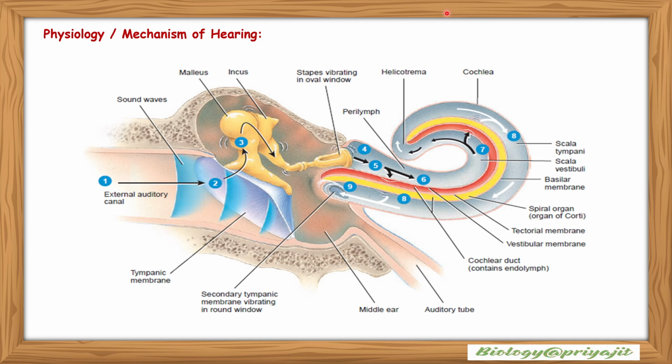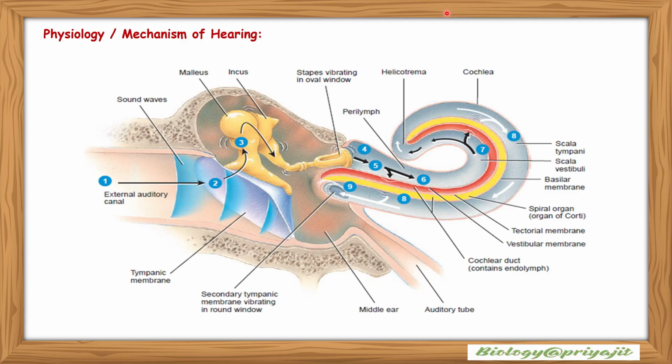Spiral organ or organ of Corti: the movement bends hair cells or sensory receptors against the tectorial membrane. This converts mechanical energy into nerve impulses. Scala tympani or lower chamber of the cochlea: vibrations continue through the scala tympani. Round window: vibrations exit through the round window, relieving pressure inside the cochlea.